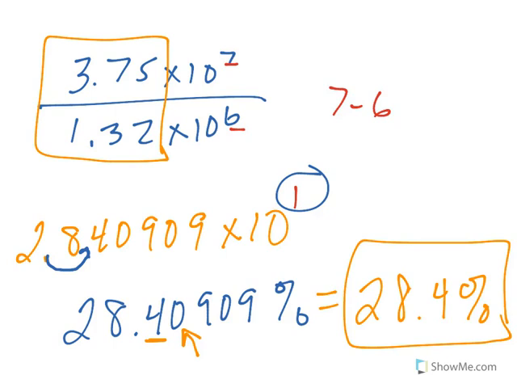So that is the approximate percent of Farmington land that is used for chicken grazing.